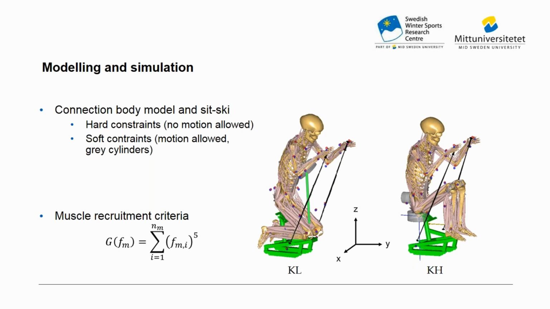For the KL sitting position, there is a gray cylindrical box at the frontal support between thorax and the sit ski. And for the knee high, the KH sitting position, there is a gray cylindrical box under the seat and on the backrest, and also one in each knee connecting the support under the knee to the sit ski in between there.